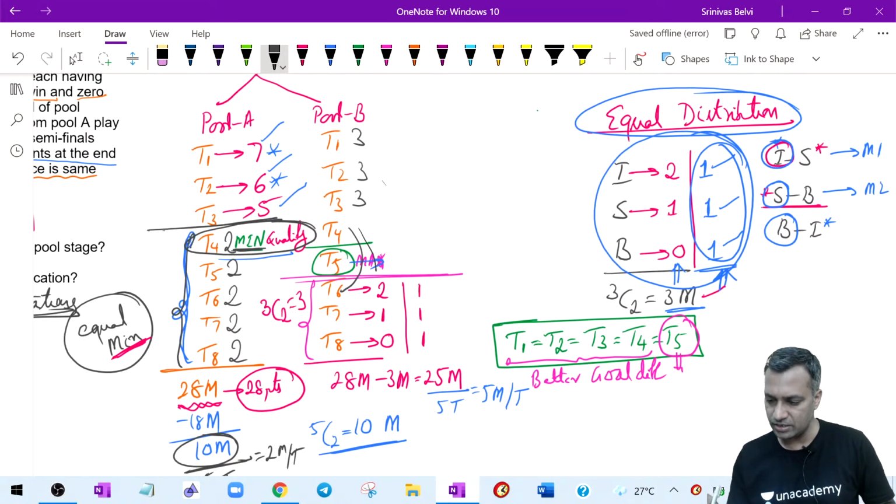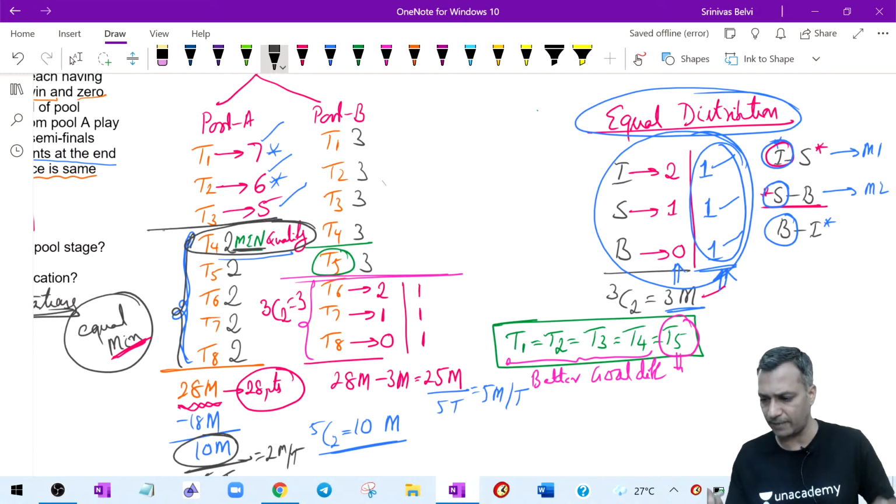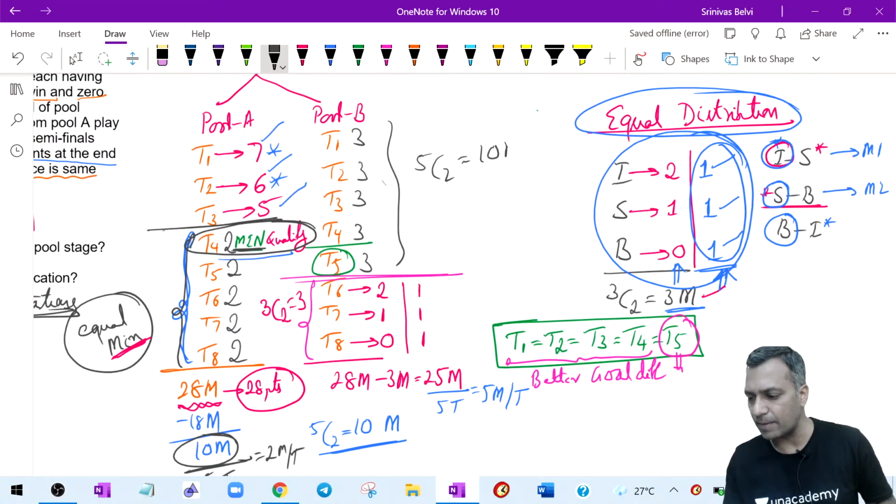Team 4 also beats Team 6, Team 7, Team 8. Likewise, this is 3 matches. They have beaten Team 6, Team 7, Team 8. And the top 5 teams among themselves, they will have 5C2 matches. That is 10 matches they will have.